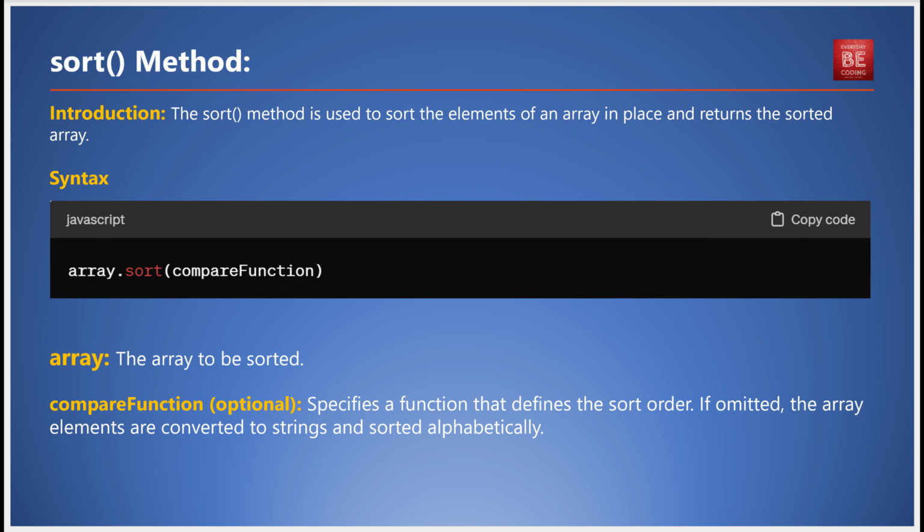Finally, let's look at the sort method. This method sorts the elements of an array in place and returns the sorted array. The syntax is array.sort(compareFunction). The compare function is optional. If you omit it, the array elements are converted to strings and sorted alphabetically.